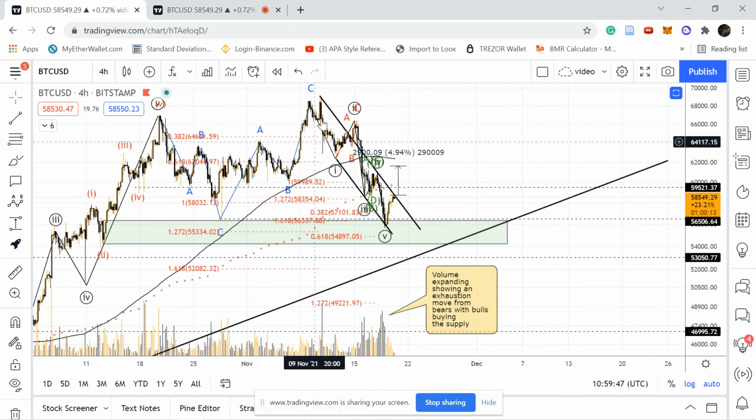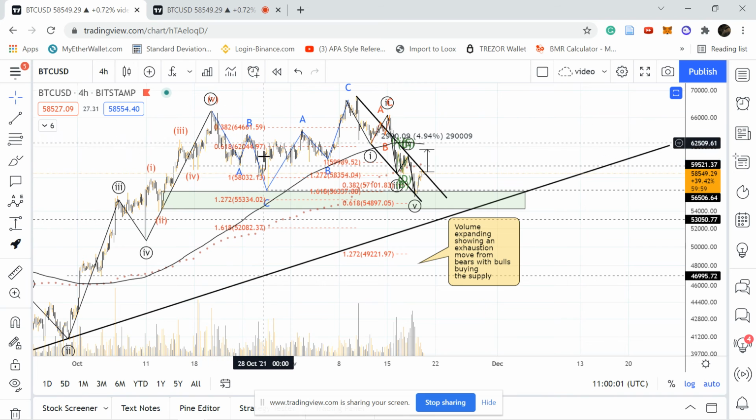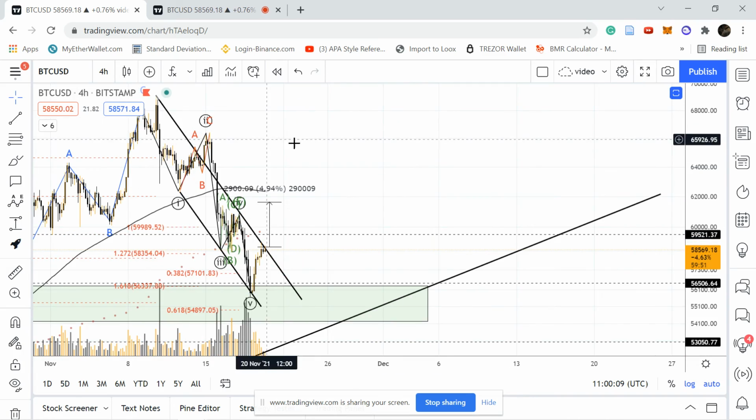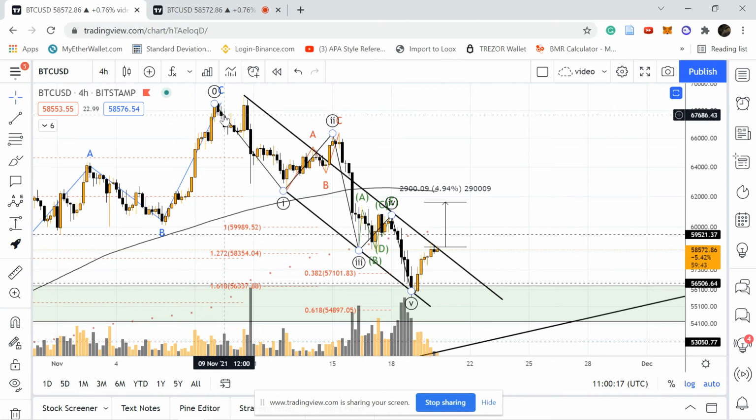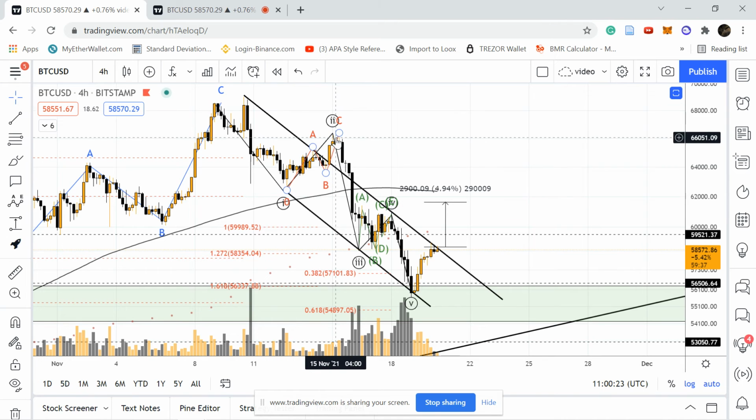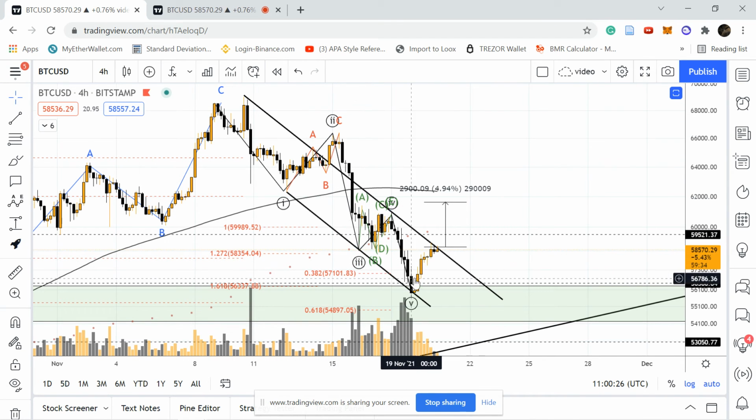We have another A, B, C correction, which if you look at the bigger picture is basically an expanding flat correction. When we have an expanding flat, we have a three wave down, a three wave up, and then a five wave down, which concludes the correction. And here we have the five wave down, which I also highlighted. You can see it here. I know it's a bit messy, but there is a lot of information in this chart.